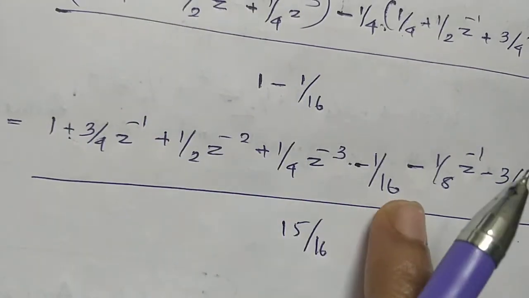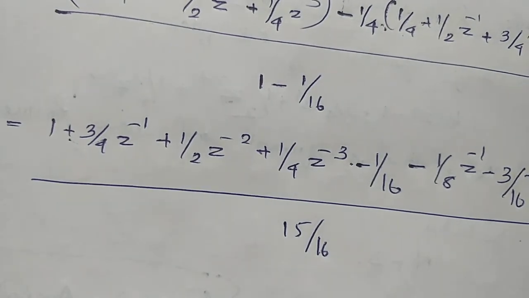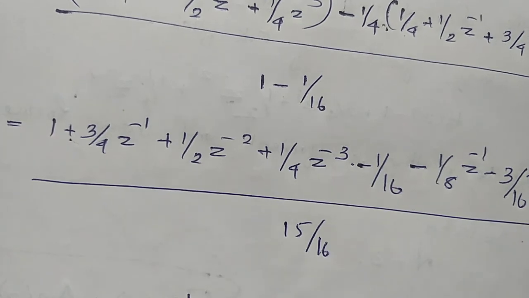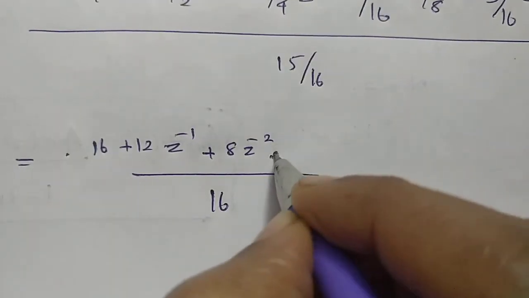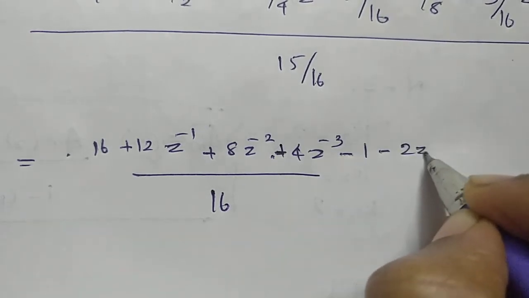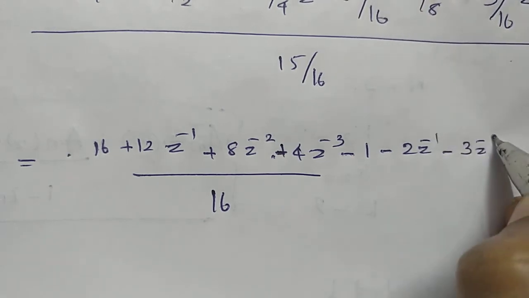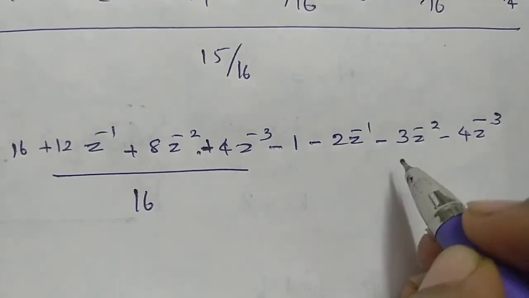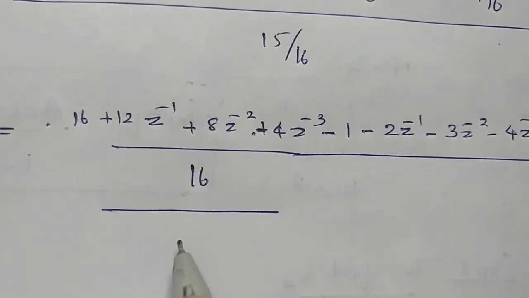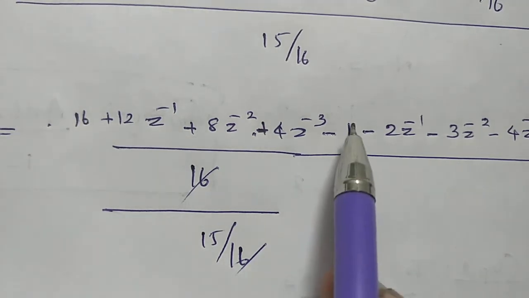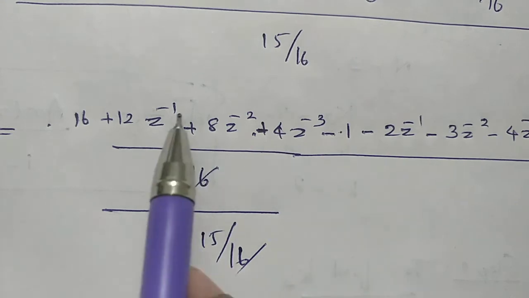LCM, that is 16. I am simplifying and writing it as 16 plus 12 z inverse plus 8 z raised to minus 2 plus 4 z inverse minus 1 minus 2 z raised to minus 1 minus 3 z raised to minus 2 minus 4 z raised to minus 3. Okay, whole divided by 16 divided by 15/16. That is, 16 and 16 got cancelled. From this equation, 16 minus 1, that is 15.